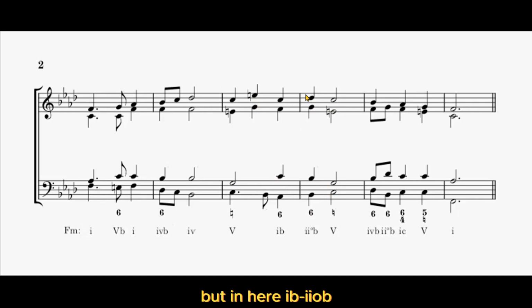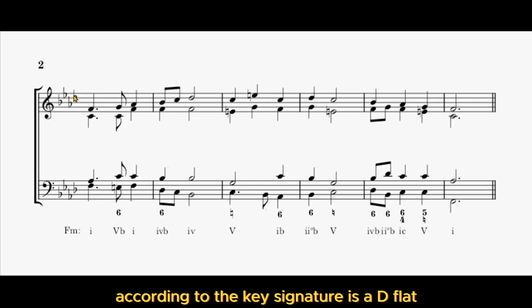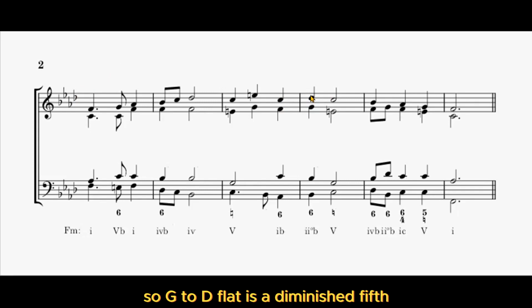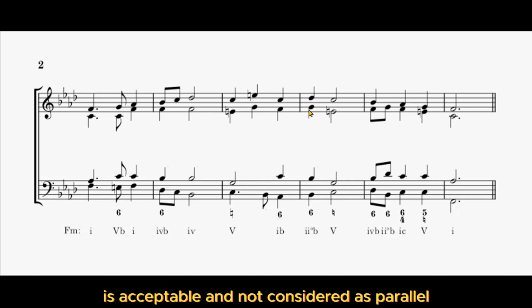But in here, 1B to 2B, it looks like a parallel 5th, F to C, G to D. But make sure you check the D according to the key signature is a D flat. So G to D flat is a diminished 5th. A perfect 5th goes to a diminished 5th is acceptable and not considered as parallel.